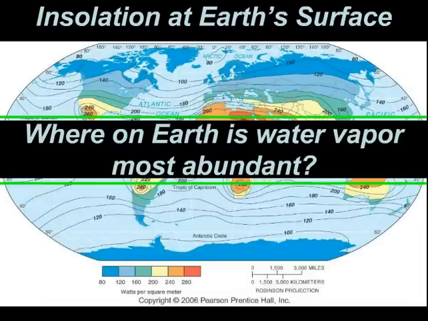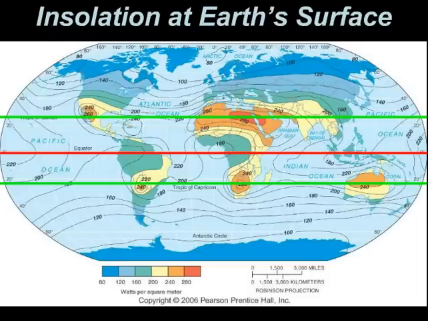Another review question from video lecture 1, you should know this answer. Where on Earth is water vapor the most abundant? And you should have told me it's along the equator in the tropics.